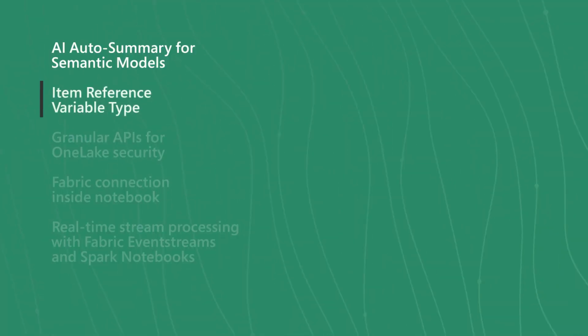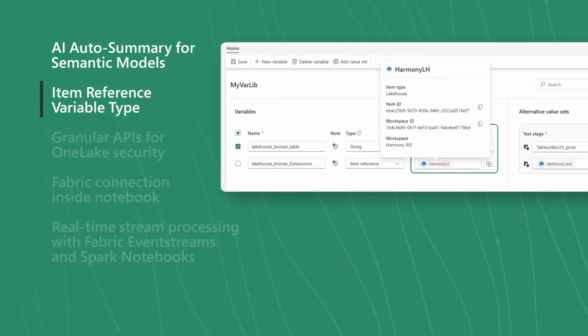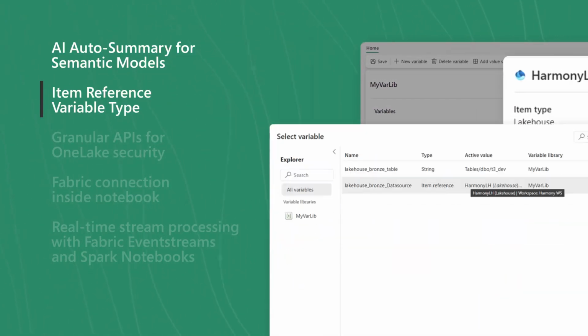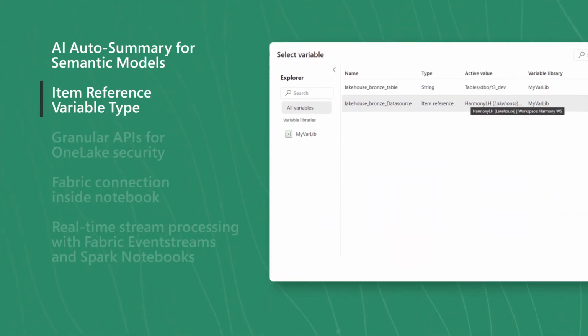Item reference variable types. The variable library now lets you reference Fabric items directly instead of hard coding names. Built-in permission checks, survive renames, way easier to manage in CI/CD pipelines. Definitely check this one out.